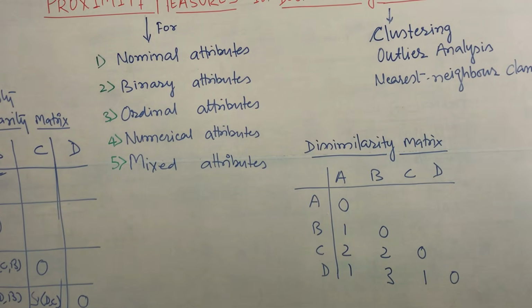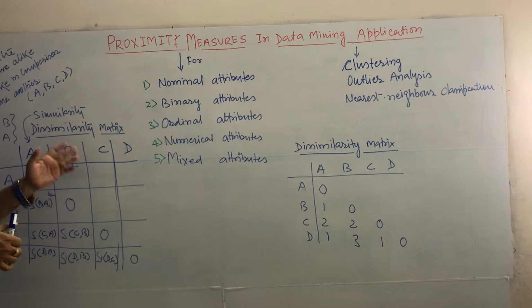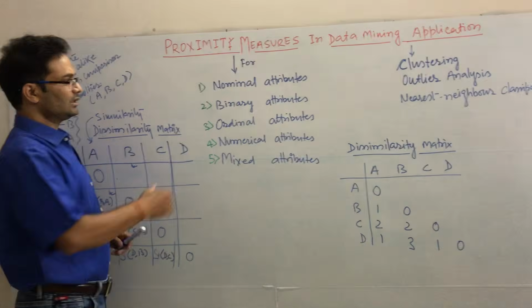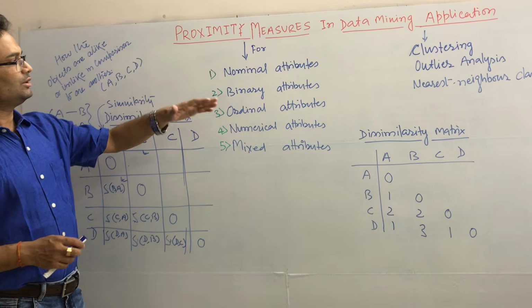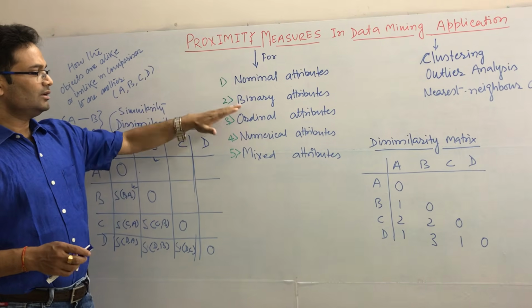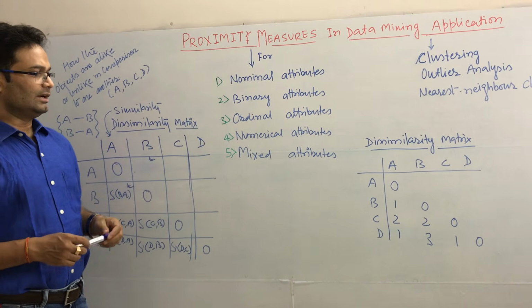This is the very basic fundamental, and in the next videos I am going to start on each attribute: how to calculate the proximity for nominal, binary, ordinal, numerical, and mixed.